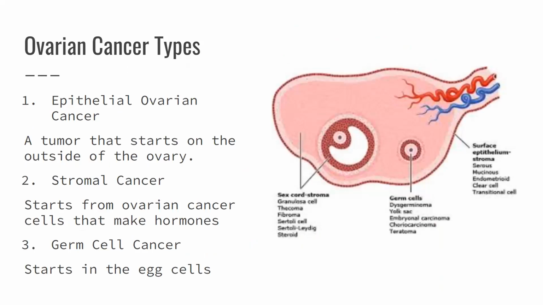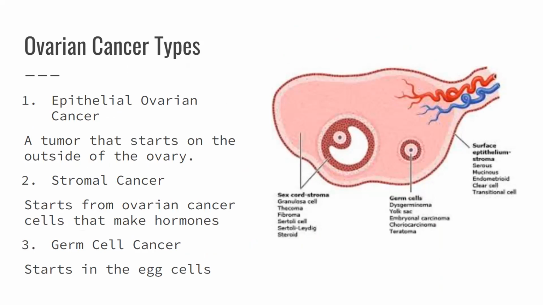Ovarian cancer types. As you can see from this slide, there are three types of ovarian cancer. The first type, being the most common type of ovarian cancer, is called epithelial ovarian cancer. Now, this cancer is a tumor that starts on the outside of the ovary, which again is very common.